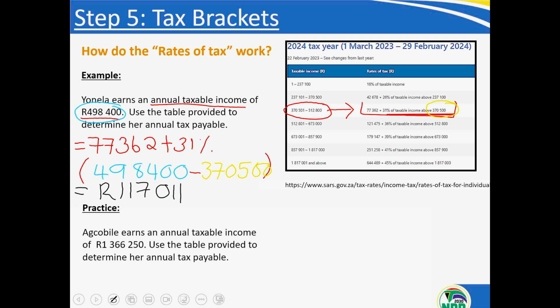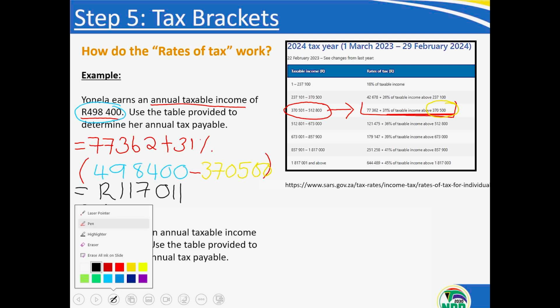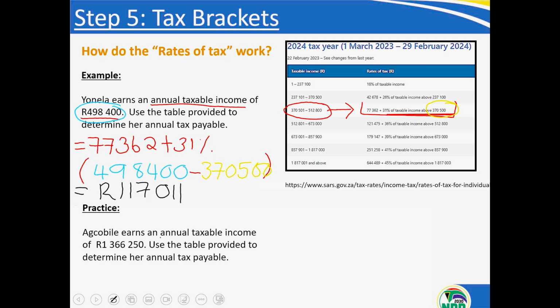Akobile earns an annual taxable income of 1,366,250 Rand. Use the table provided to determine her annual tax payable. So again, we're going to identify the important information. The examiners have been kind to us, and they've given us annual taxable income. So again, we don't need to times by 12 or times by 7.5%. We've been given the annual taxable income, so we can head straight to the tax table.